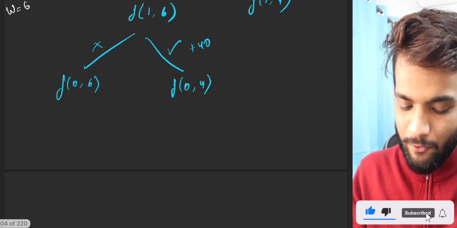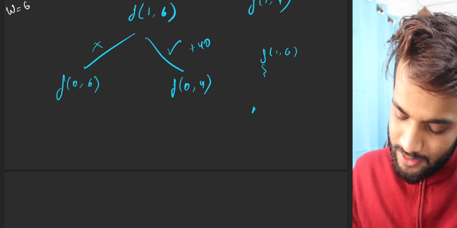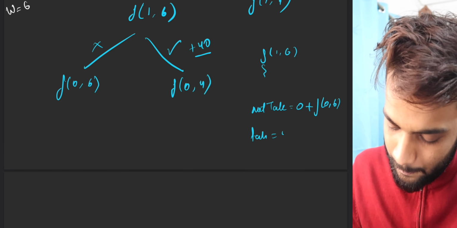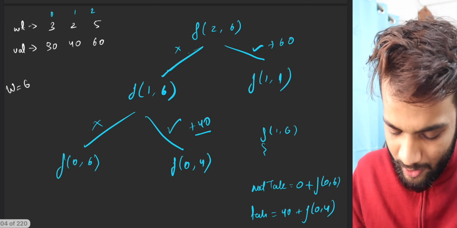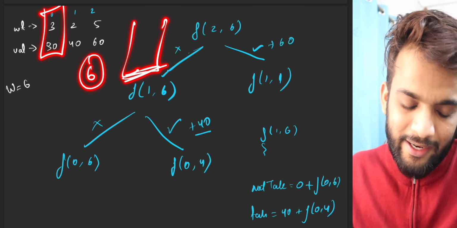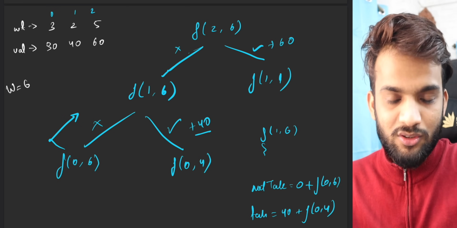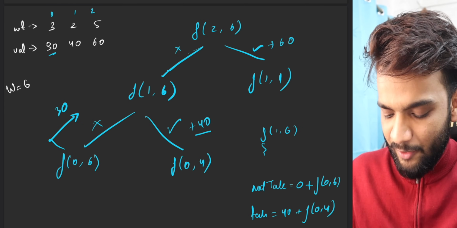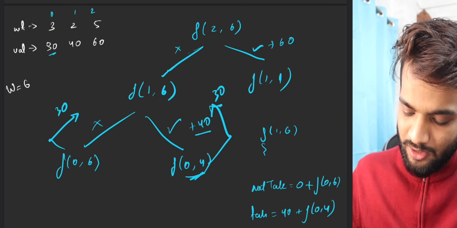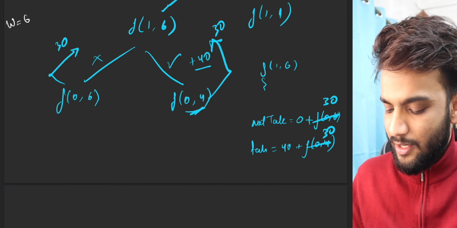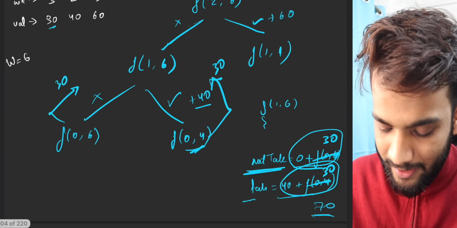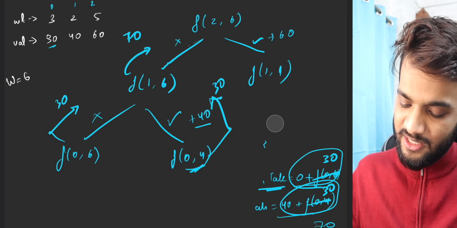So at f of 1, 6, how will f of 1, 6 look? f of 1, 6 will be something like this. There will be not take, which will be 0 plus f of 0, 6, and take will be 40 plus f of 0, 4. So tell me one thing, if you are at f of 0, 6 and you still have a bag weight of 6, will you try to steal it? Obviously. So this returns value 30. And if you're at f of 0, 4 and the bag weight is 4, you can again steal this because this is a weight of 3. So I'll decide to steal this and there will be a 30. So f of 0, 6 returns 30, f of 0, 4 also returns 30. Thereby not take becomes 30 and take becomes 40 plus 30, 70. Which one will you prefer? Take. So this gets 70. So that's what f of 1, 6 will return, 70.